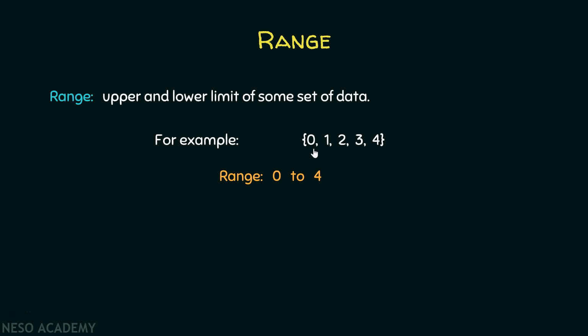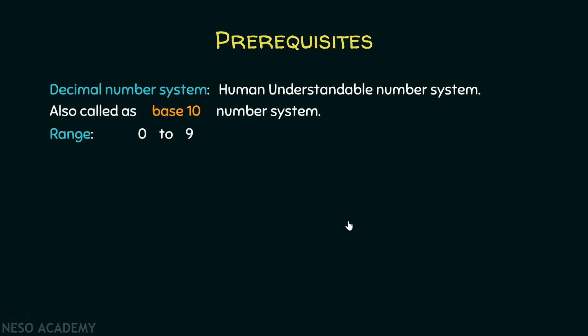As you can see in this set of data, there is no value which is less than 0 and there is no value which is greater than 4. And that is what the definition of range is. Now, before diving deep into the concept of range of integers, it is better to get into some prerequisites. And one of the prerequisites that we have to pass through is knowing decimal number system.